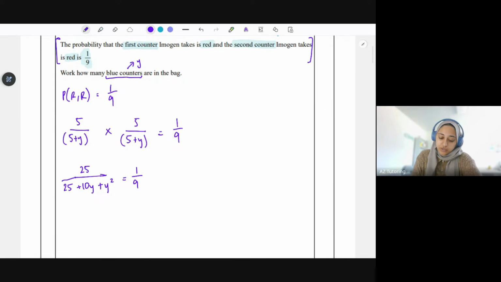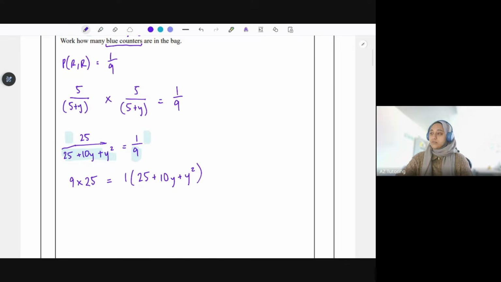Okay, now I'm going to cross multiply here, meaning I'm going to bring the 9 up to here, and I'm going to bring this up to here. If you're not comfortable doing that method, you can use other methods as well, like, for example, bringing this up to the top and then dividing by 1/9. You'll still get the same answer. But I'm just going to cross multiply. So on the left-hand side, I'm going to get 9 times 25. On the right-hand side, I've got 1 times 25 plus 10Y plus Y squared.